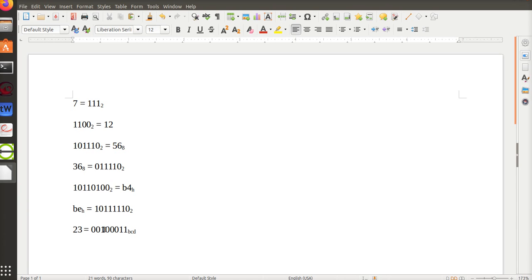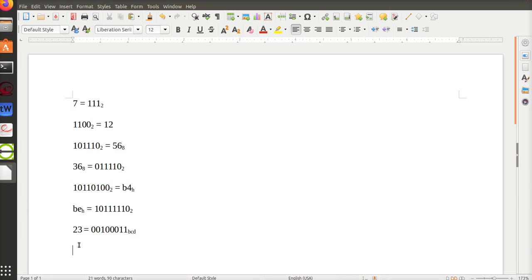But where people get confused is, well, like 36 is not. 7 is actually okay as a binary coded decimal. But 1100, see, you don't have 12. 12 is not a valid thing.